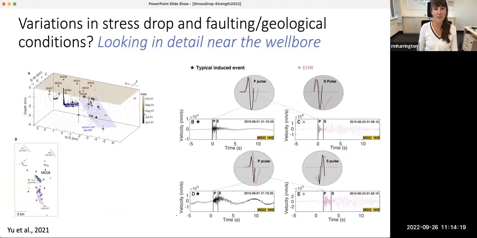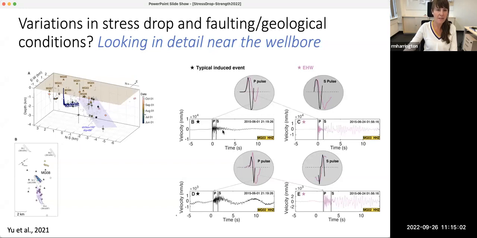Now, what was particularly interesting about this data set is that she went through and created a catalog of about 350 earthquakes in this 5-month time span by hand. She used automated methods initially to detect the events, but then combed through everything by hand. She found what we refer to as typical induced earthquakes, which don't look any different than standard tectonic earthquakes. And she also found a different type of event, which we refer to as EHW.